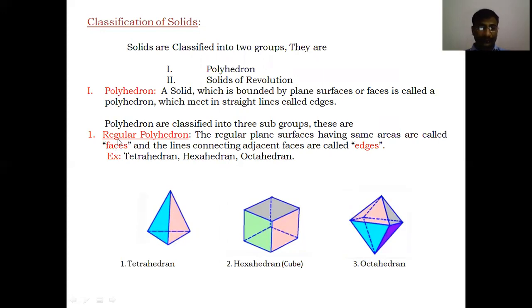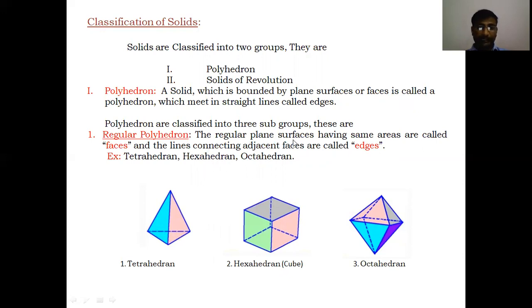In that, the first one is the regular polyhedron. A regular polyhedron has a number of equal-size faces. This is called the cube or hexahedron, which has 6 equal-size faces. This is the tetrahedron. How many faces does a tetrahedron have? 1, 2, 3, and 4 faces. 4 equal-size faces are called a tetrahedron. This one has 8 equal-size faces, called the octahedron. Octa means 8, hexa means 6, tetra means 4. These are called regular polyhedrons.